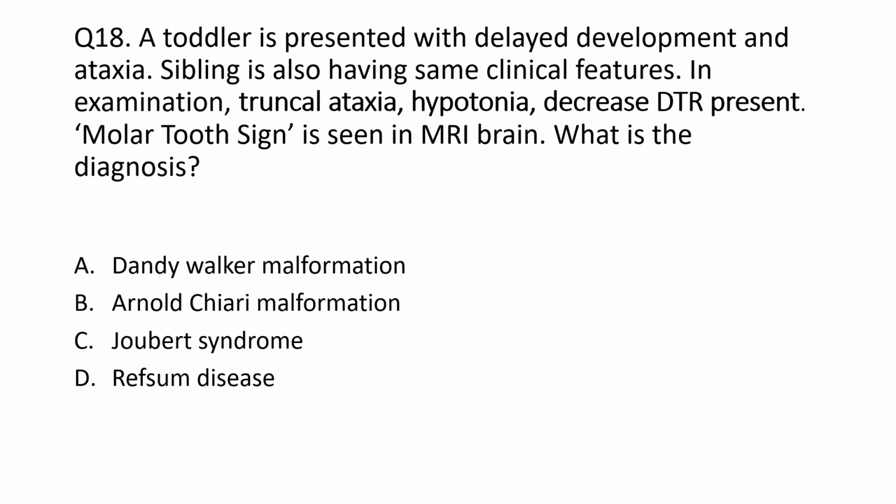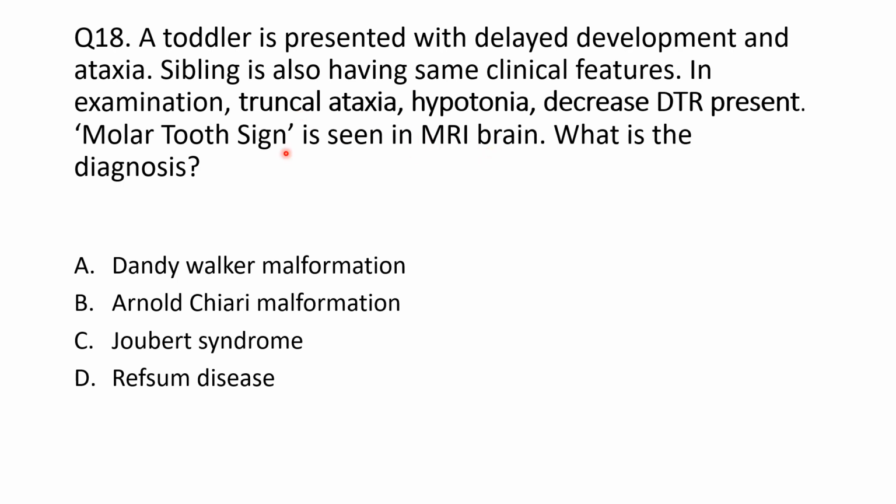So in the stem of the MCQ, a toddler is presented with delayed development and ataxia. A sibling is also having the same clinical features, and on examination there is truncal ataxia, hypotonia and decreased deep tendon reflexes. These features suggest that the cerebellum is involved. So ataxia with hypotonia and decreased DTR, and especially truncal ataxia, means cerebellar vermis involvement is there.